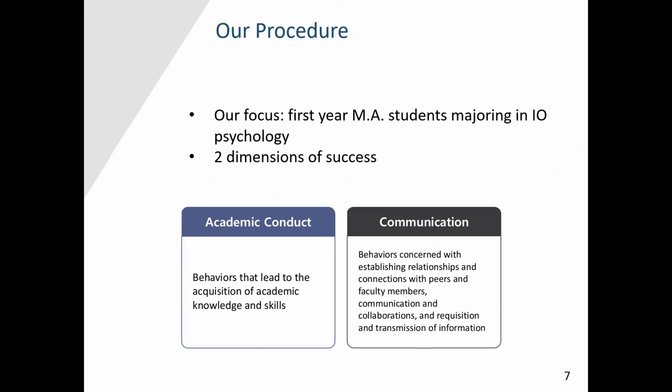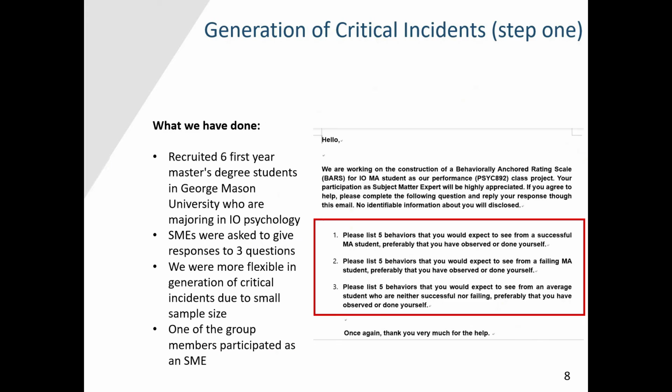And we had 2 dimensions of success: academic conduct, which was defined as behaviors that lead to the acquisition of academic knowledge and skills. And another one was communication, which is defined as behaviors concerned with establishing relationships and connections with peers and faculty members, communication and collaborations, and acquisition and transmission of information.